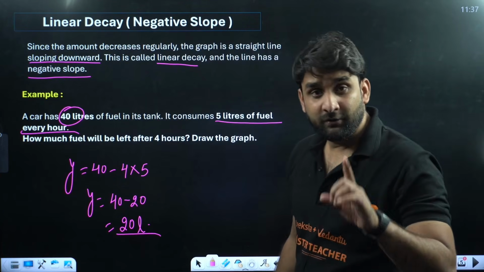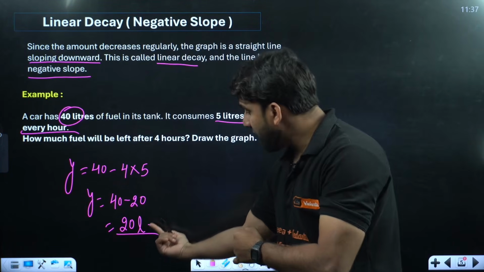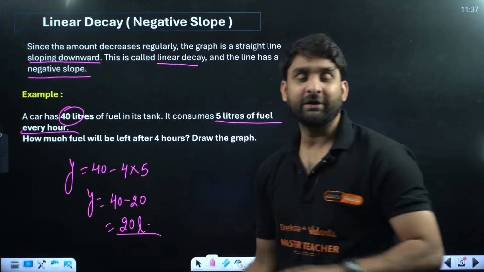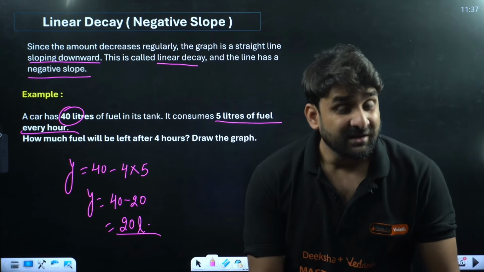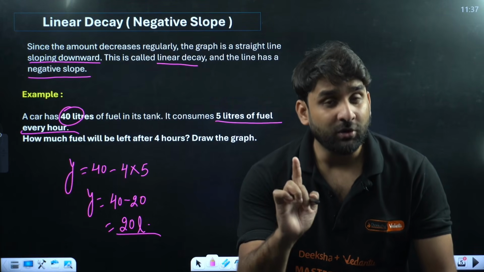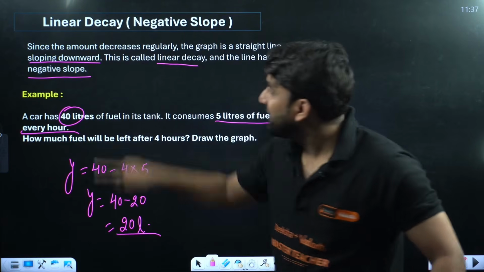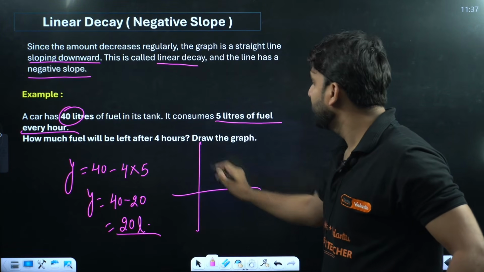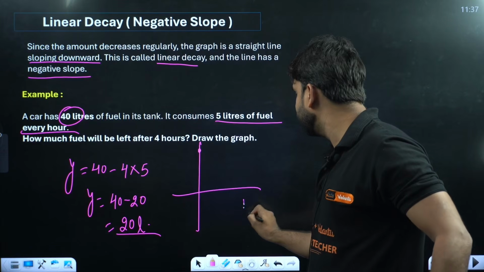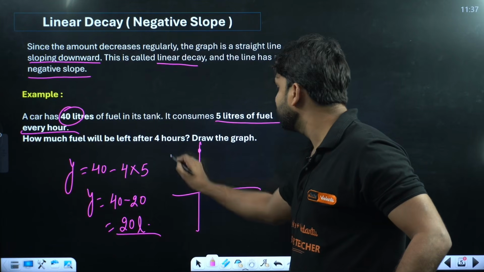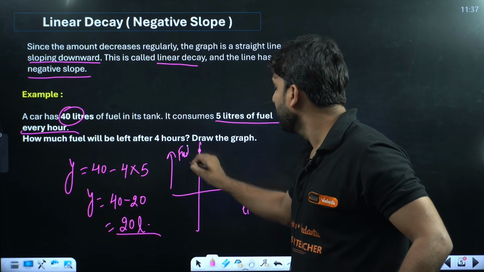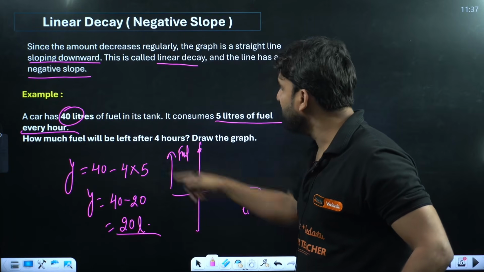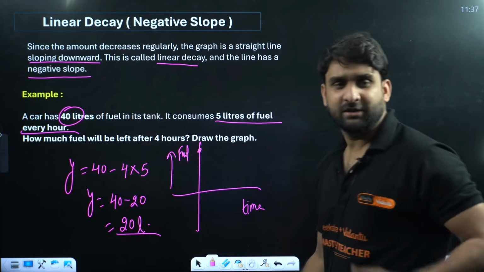The car had 40 liters of fuel, and now after 4 hours the car has 20 liters of fuel remaining. It means the amount of fuel is decreasing, and that's why this is called linear decay. So when you draw the graph of this situation, let's say 40 is here. This is the x-axis, time, and this is fuel. 40 liters is here.